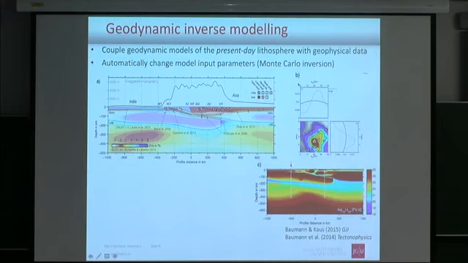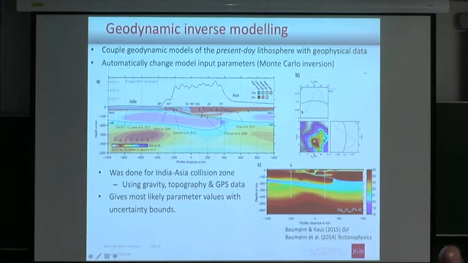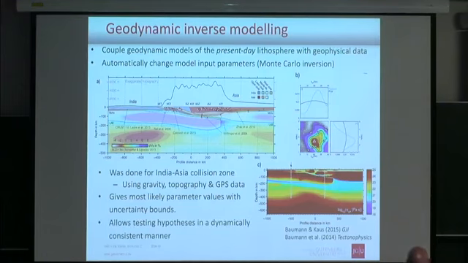And we could show at least that for a lithospheric scale collision process that this method works. It's a series of papers. The nice thing is that in this particular case we used gravity, topography and GPS data as inputs. And the nice thing is that it gives you parameters, for example, the effective viscosity of the upper crust or the friction angle of the upper crust. And it gives you uncertainty bounds. Yeah, and that's maybe even more interesting. So it allows testing hypotheses in a dynamic, consistent manner.